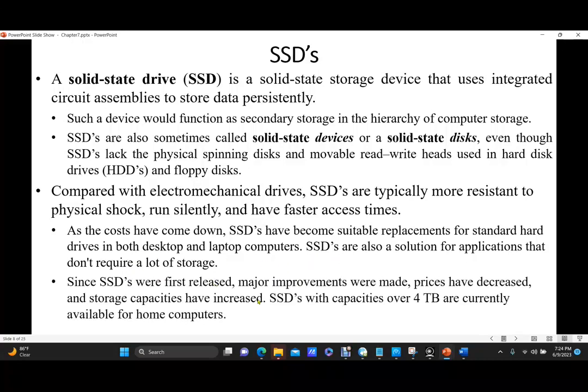Since SSDs were first released, major improvements have come in prices. Prices have decreased and storage capacities have increased. SSDs with capacities over 4 terabytes are now available for home computers.